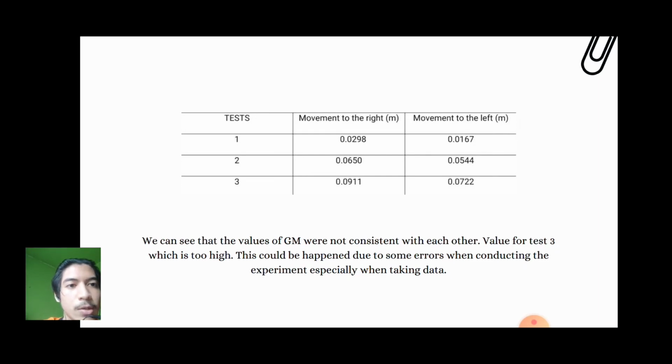We can see that the values of GM were not consistent with each other. The value for test 3 is the highest. This could happen due to some errors when conducting the experiment.